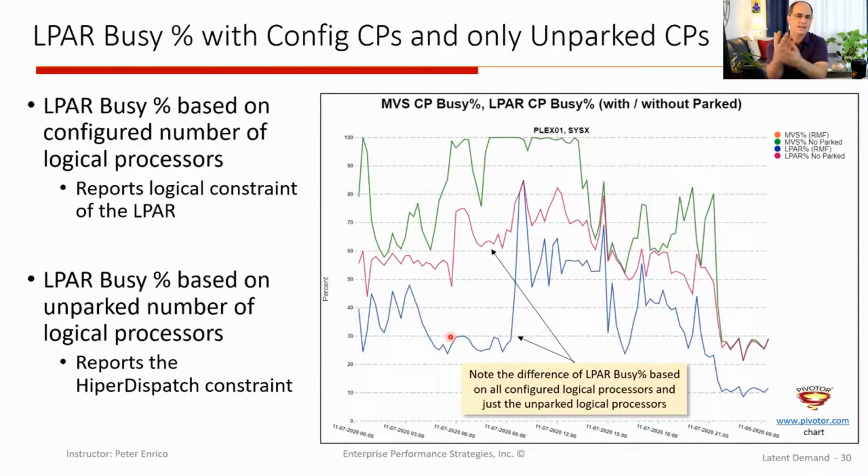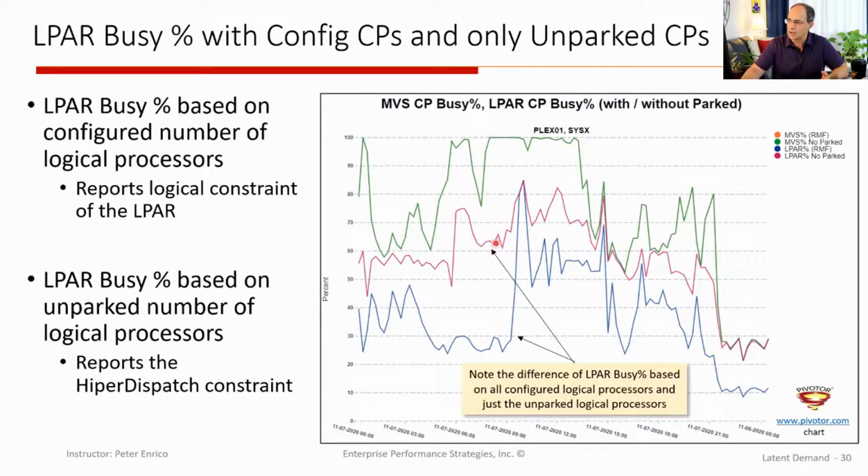But then you say to yourself, when it comes to latent demand, when it comes to evaluating MSU usage, is it really fair to look at the number of logical processors that are configured? What about the ones that are parked? I can't run on that. Isn't that influencing my latent demand? And the answer is yes. If I have a parked logical processor and I have work that wants to use that CPU capacity and it can't, because maybe it's parked because some other LPAR is using it, then I want to understand that when it comes to latent demand. And that's what this middle line is.